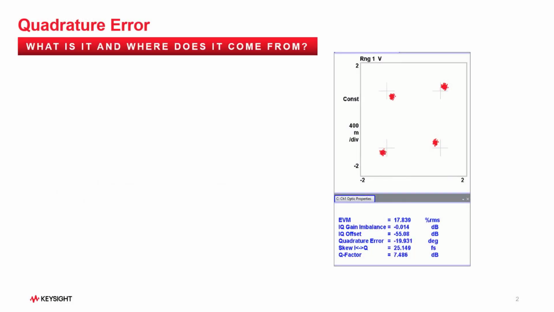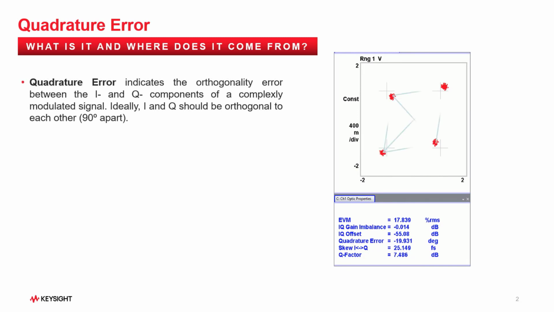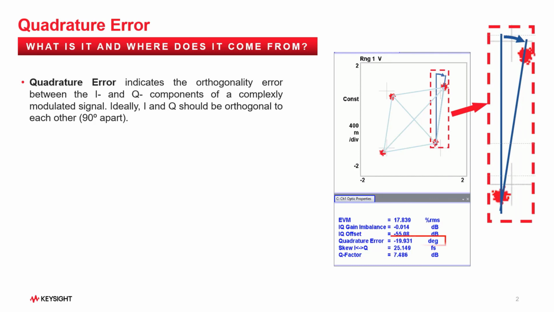A quadrature error describes the orthogonality error between the I and Q components of the complex modulated signal. Ideally, I and Q signals should be orthogonal, meaning 90 degrees apart. The constellation diagram on the right-hand side describes a constellation distorted by a quadrature error.